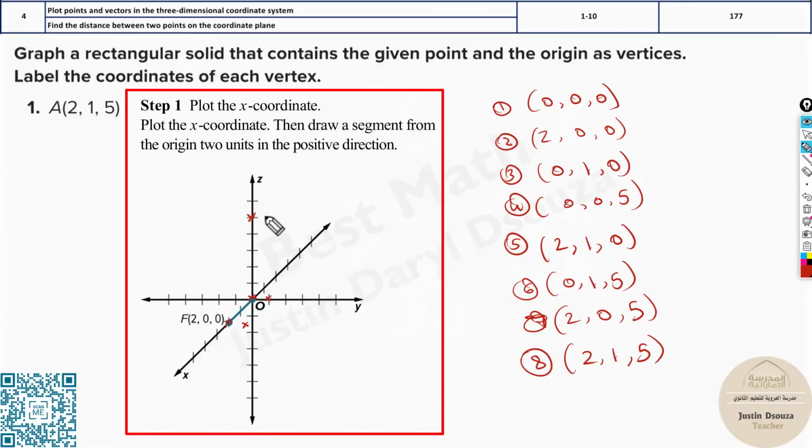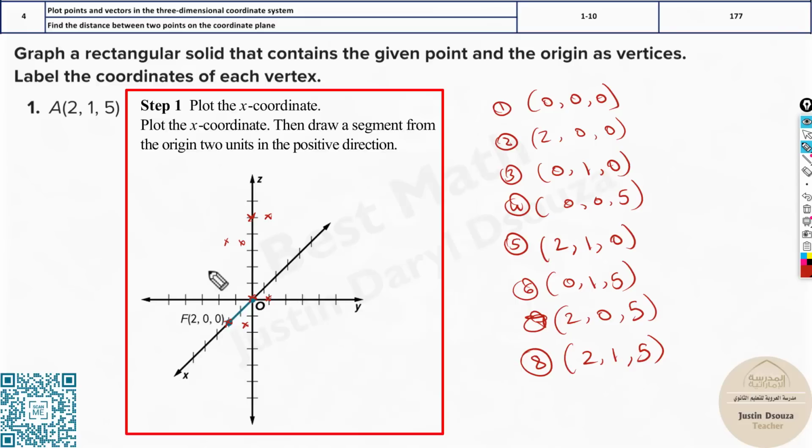Okay, 1 and up by 5. This will be the point. 2, 0, 5. That is 2, no y, just 5 up over here somewhere. It will be in the middle like this, I believe. Then 2, 1, 5, that will be somewhere over here. So that will be the answer.